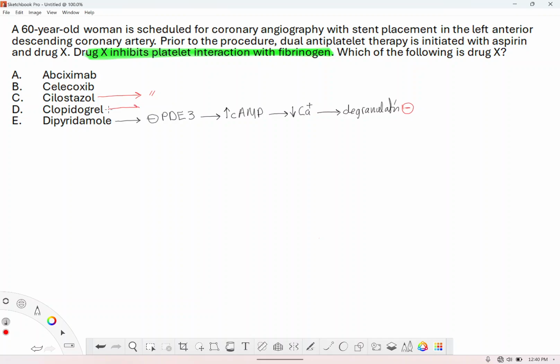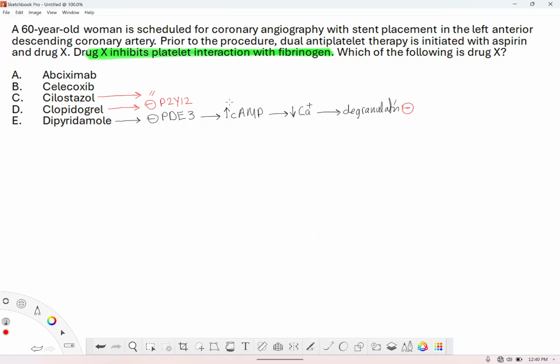Clopidogrel. Clopidogrel is the next medication, let's say D. So the function of clopidogrel is it blocks ADP receptor. Okay, it inhibits ADP receptor. The name of ADP receptor is P2Y12. That's the name of this receptor.